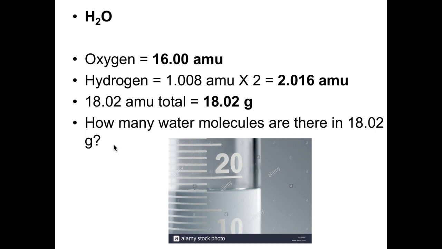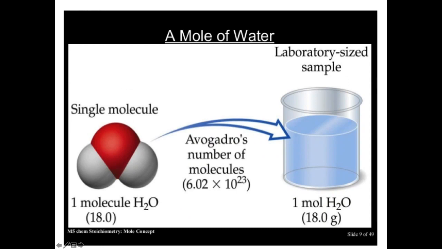And given that 1 gram equals 1 milliliter, if we measure out 18 milliliters of water in a graduated cylinder or a beaker, that amount will equal 1 mole, or 6.022 times 10 to the 23rd molecules. This here is just another slide showing the correlation between the molecule, Avogadro's number, and a mole of water. And again, this water sample will be 18 milliliters.